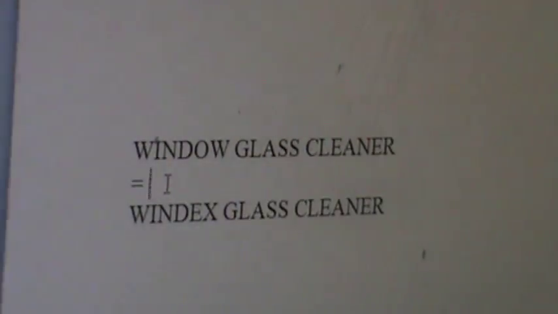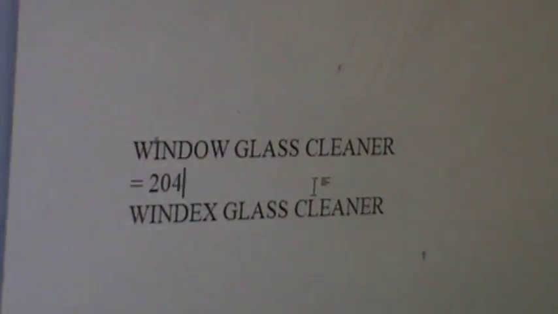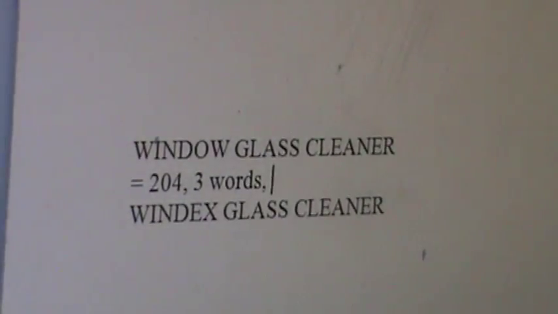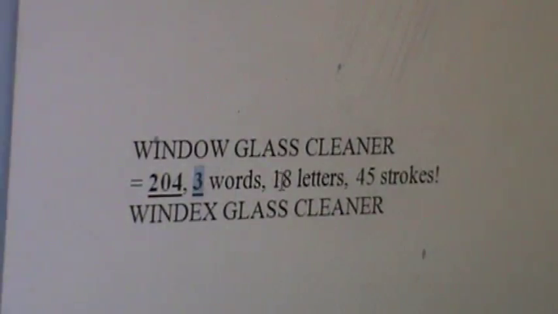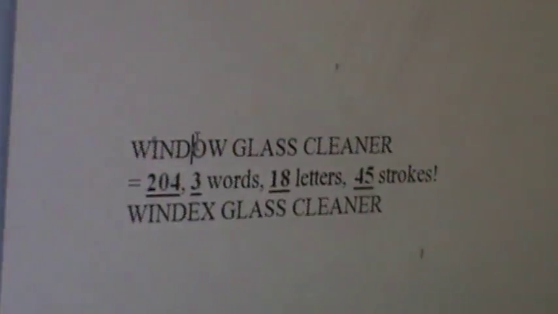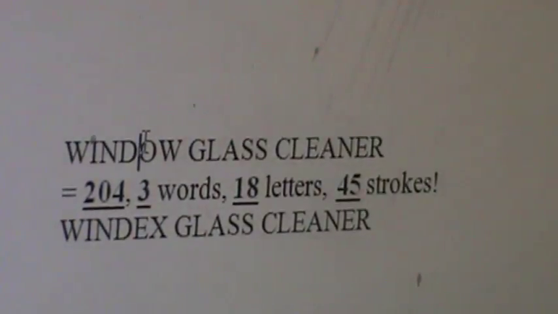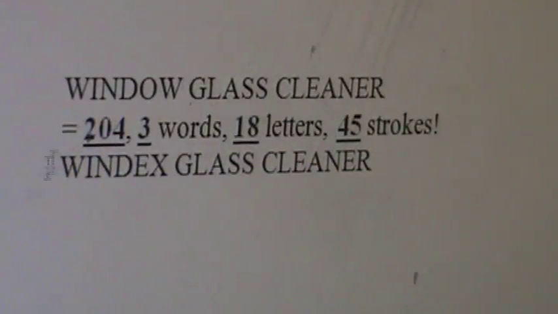So let's milk all this glory. So window glass cleaner, of course, divides by three. In a Father-Father-Father triple, it equals 204, of course, divides by three. But this is the best part. And everything divides by three. In three words, 18 letters, 45 strokes. Perfectly. So not only have we solved Windex, but we've solved every single window glass cleaner in the history of the universe and in the coming history of the universe to the glory of the Trinity. So everything divides by three. Window glass cleaner. Grand total, number of words, number of letters, and number of strokes. So now we get to solve Windex glass cleaner.